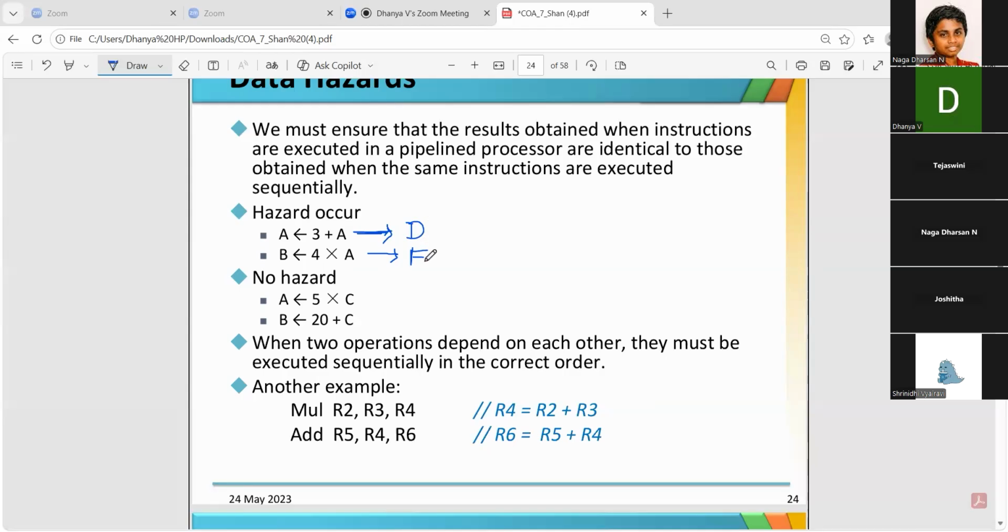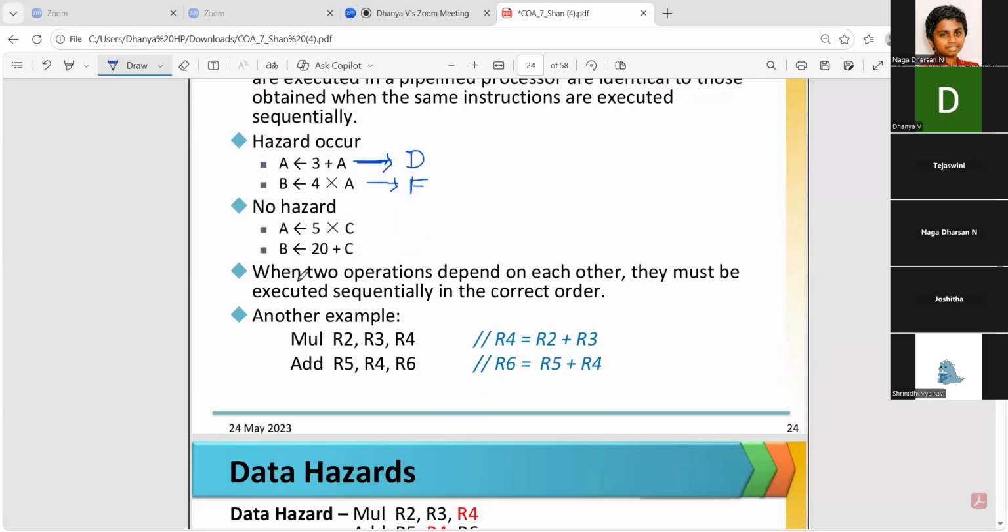See, we need to do pipelining. We need to ensure this decode and fetch happen at the same time. But still, if this kind of clash occurs, we need to also have a case for it, right? So yeah, when two operations depend on each other, they might be executed sequentially in correct order.